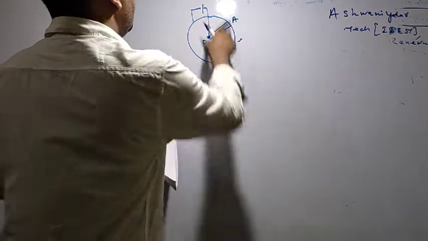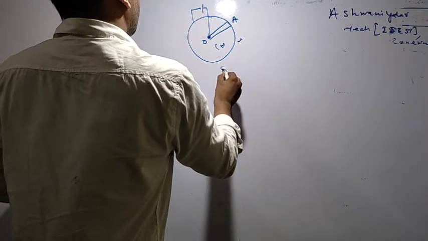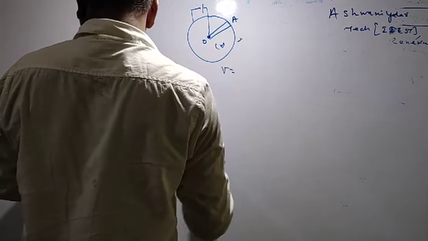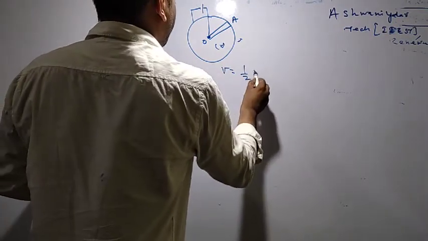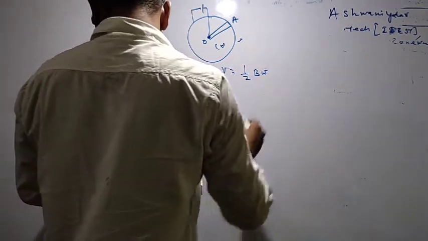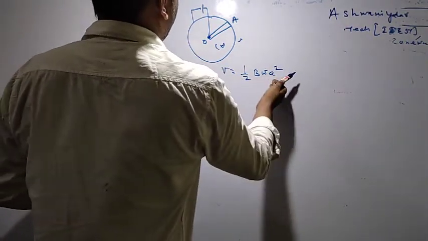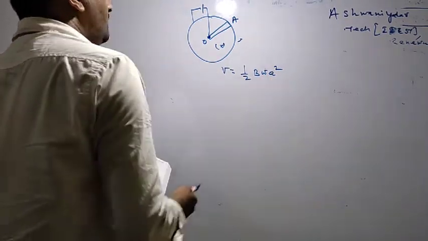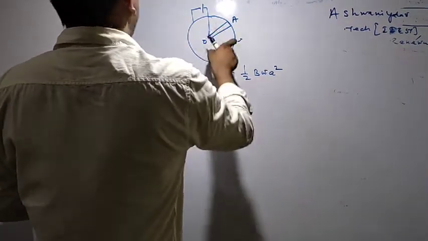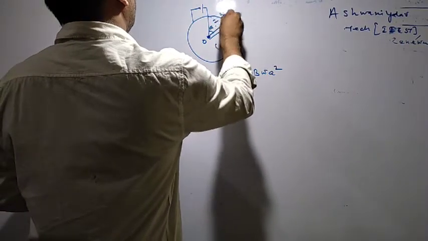And do you know what EMF is generated? The potential difference generated across the rod when it rotates. It has a length, say A, so we know it is half B omega A square. This is the potential difference created between the two points when it rotates with angular velocity omega.